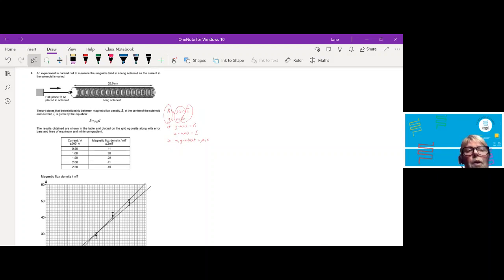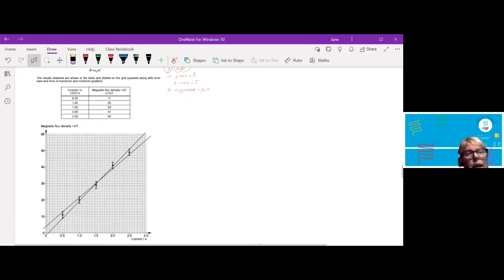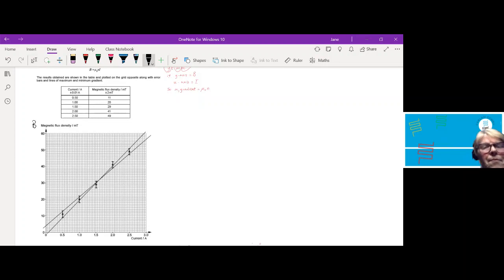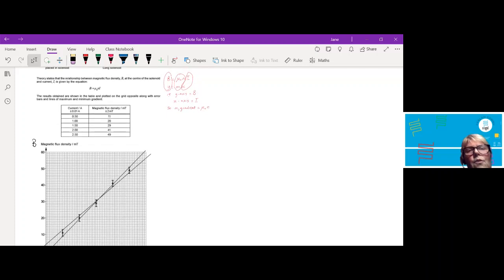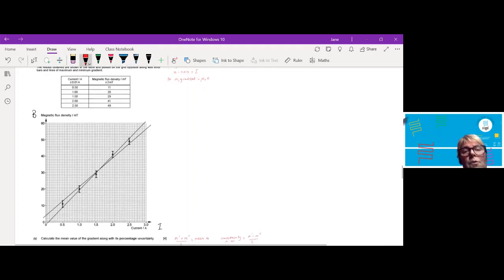So this is a Hall probe going into a solenoid, and they've given you a relationship there, B equals mu naught Ni, which we've covered. And you've plotted here B against I. We have to relate that to y equals mx plus c. So they've plotted B on the y-axis and I on the x-axis. That means the gradient is given by mu naught n, where n is the number of turns per unit length.